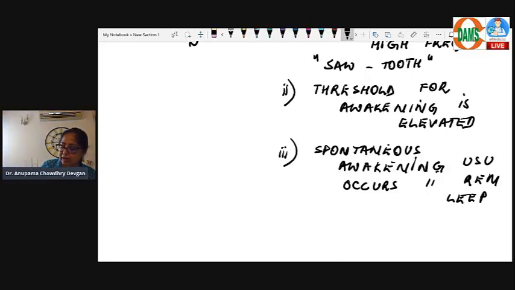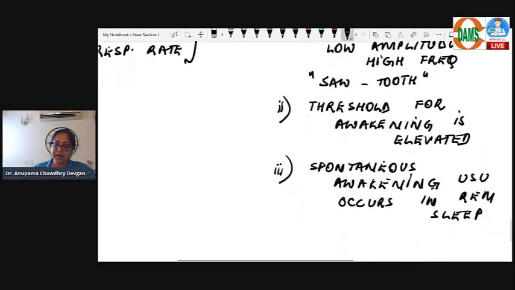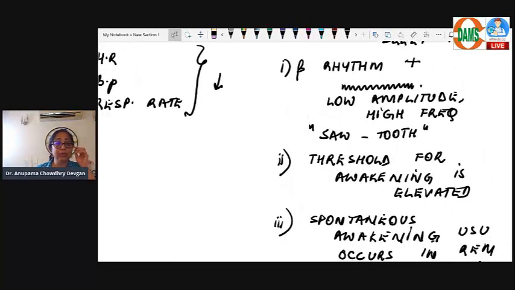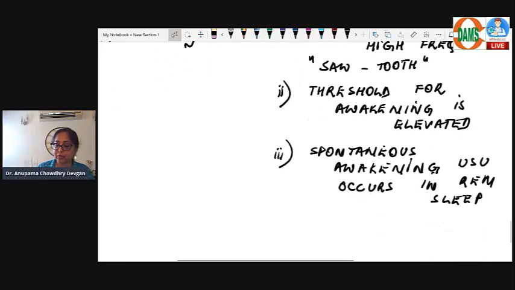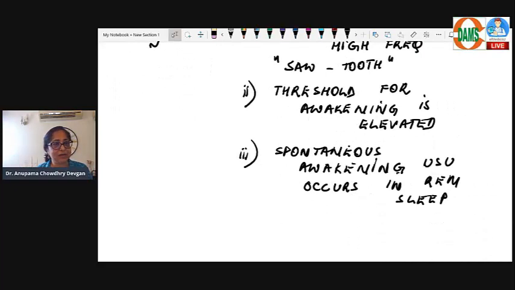Spontaneous awakening usually occurs in REM sleep. So these are the three important paradoxes here. Number one, in REM sleep, you get a beta rhythm, which is normally recorded in the alert awake state. Threshold for awakening is elevated. It is difficult to wake up a person from REM sleep, but spontaneous awakening usually occurs in REM sleep.